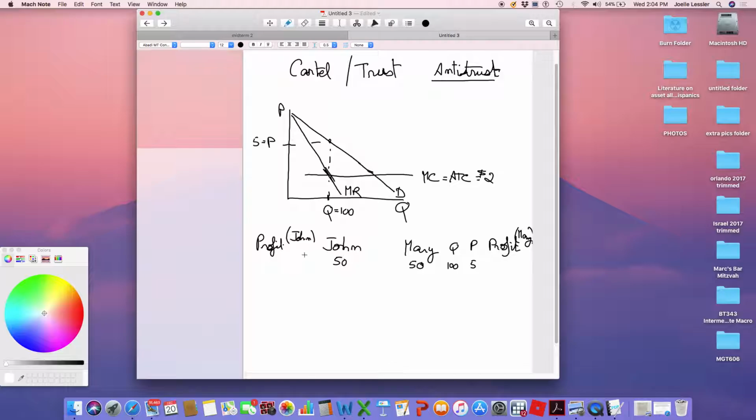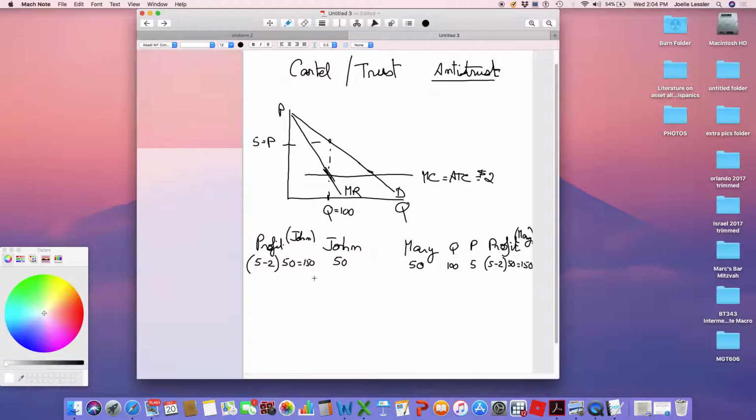Okay, so John is producing 50 units. The price is 5. His cost is 2 per unit. So John is getting $3 worth of profit, so 5 minus 2, that's $3 worth of profit, times 50 units that he's producing. So that's $150 worth of profit. And Mary also, 5 minus 2 times 50, she makes $150. So they're each making $150.